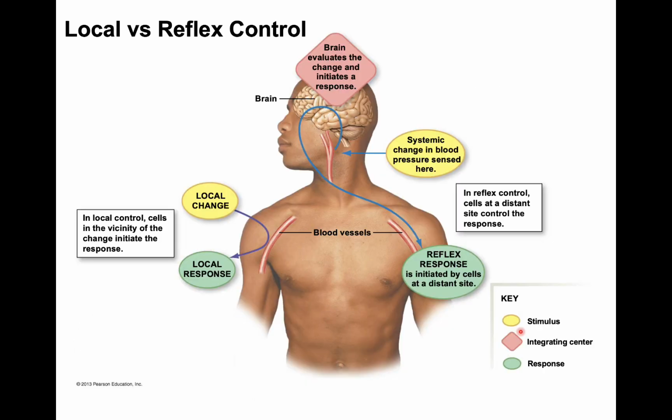Now, there are two ways in which we can do this type of control. One is called local control, where we don't even go to the brain. We locally understand what's happening, and we can locally make a change and create a response. The reflex control is the type of control that actually sends a signal all the way up to the brain, which is the integrating center here, for evaluation of the input signal. Ultimately, the brain will decide what it wants to do with that input signal and send an output signal to create some sort of response.